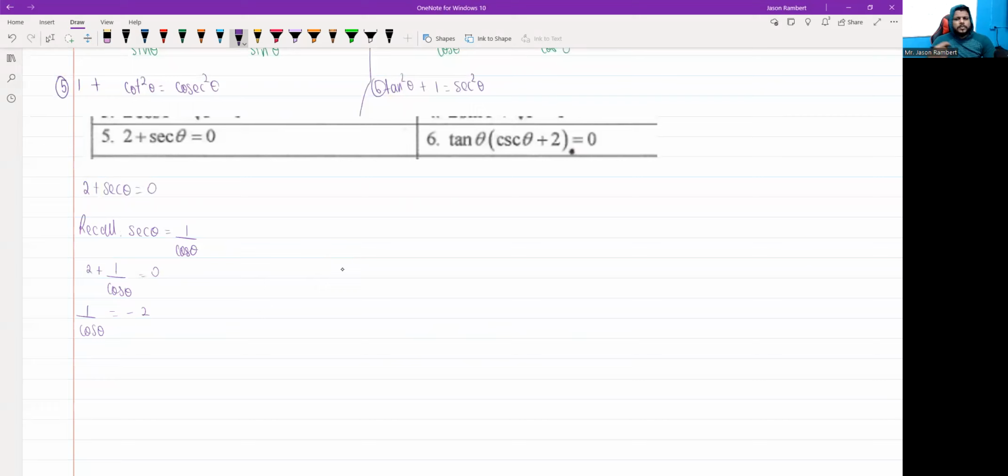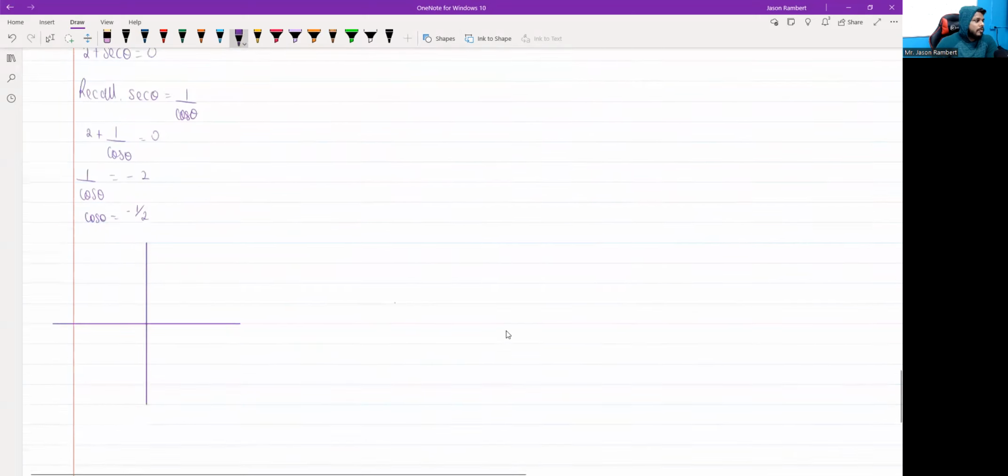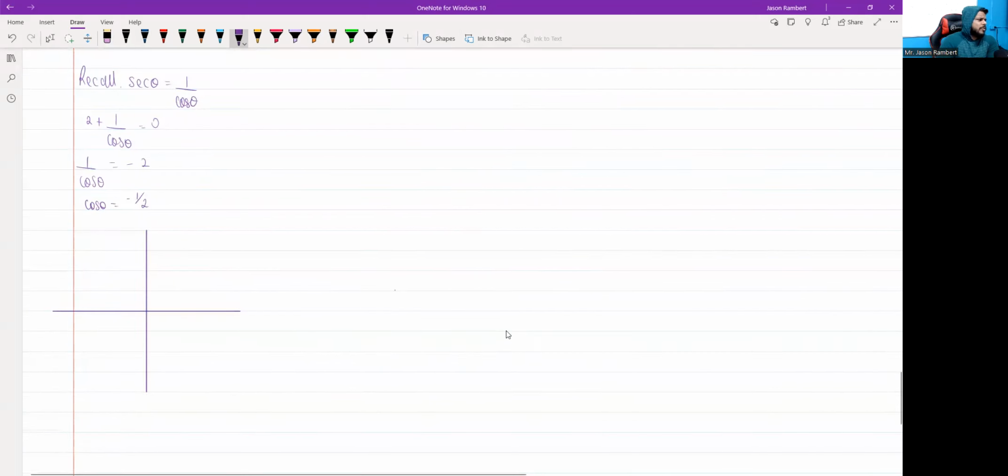And I have a couple of things we can do here. And this might be a new skill. I can invert both sides. So if I invert both sides, or I flip both sides, I get cosine theta is -1/2. Well, the first thing I notice here, cosine is negative. So when cosine is negative, where are my solutions? My solutions will be here and here.